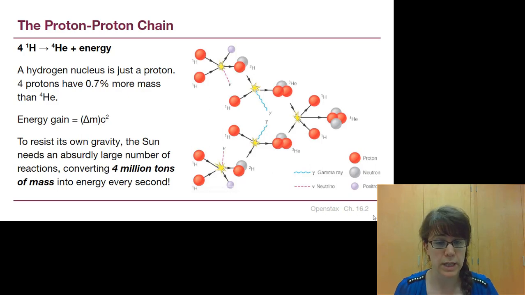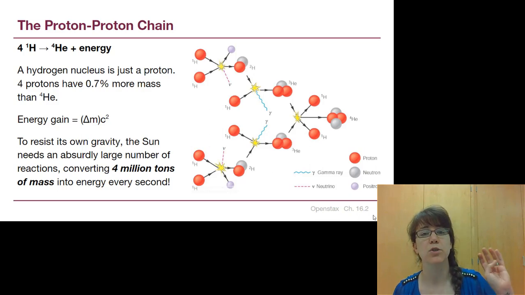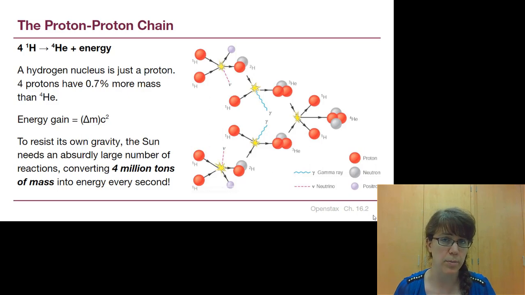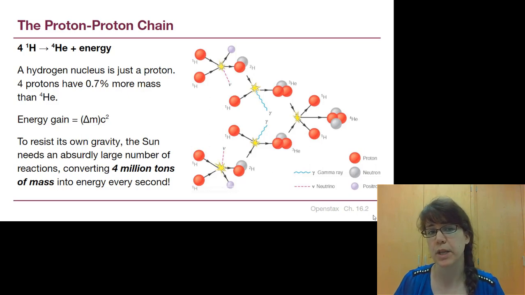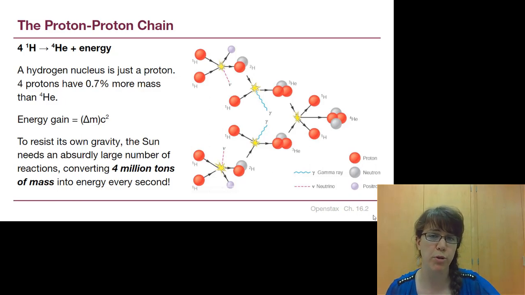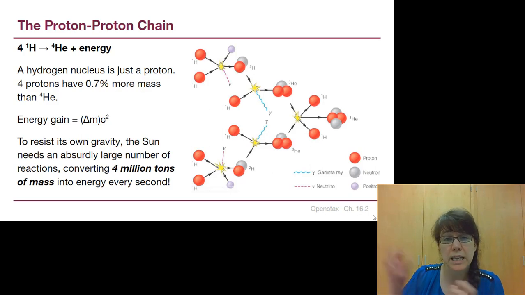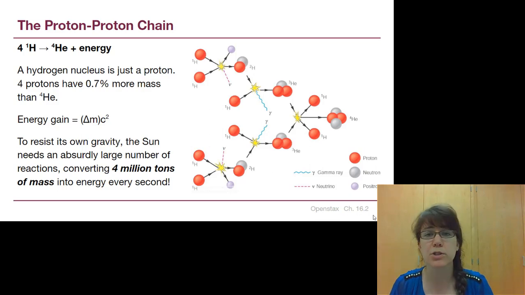What we do need in our notes and in our brains is that the proton-proton chain takes 4 hydrogen nuclei and creates 1 helium nucleus. So hydrogen is being fused into helium. And then extra energy is coming off of that in order to have energy conservation. The energy gain comes from Einstein's idea of E equals mc squared. We look at how much mass 4 protons have compared to how much mass a helium-4 nucleus has. And there's less mass at the end, which means that got turned into energy.